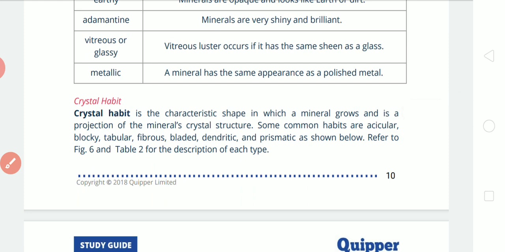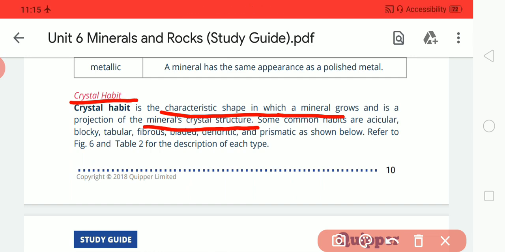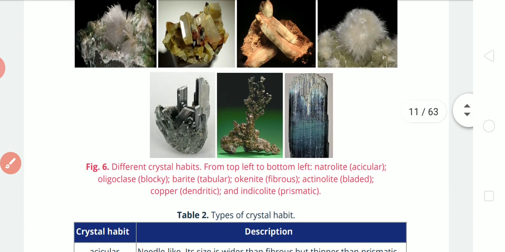Now, we are done with the third physical property. Let's proceed to the fourth one, which is the crystal habit. Ang dami pala ng physical properties. Crystal habit is the characteristic shape in which a mineral grows and is a projection of the mineral's internal structure. Some common habits are acicular, blocky, tabular, fibrous, bladed, dendritic, prismatic. Always remember that crystal habit refers to the shape in which the mineral grows. Unsay form niya sa pagtubo, like for example, papataas ba siya, pa-widen ba siya, or pa-expand ba siya?